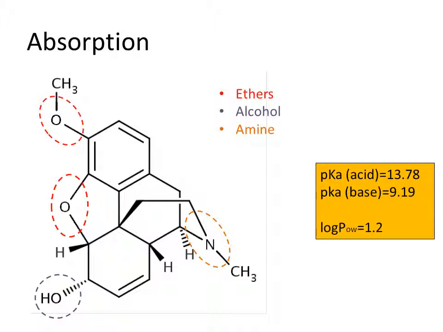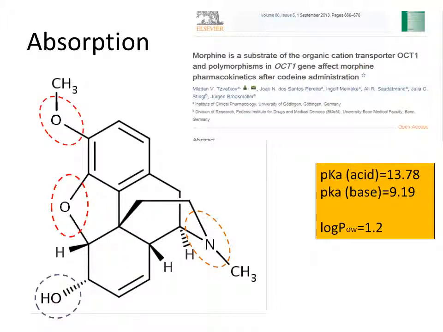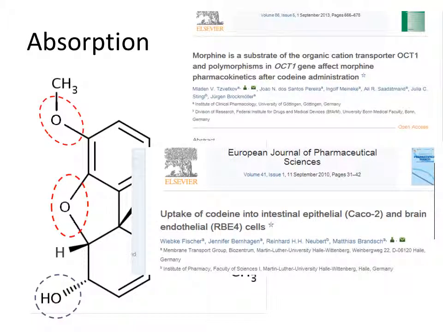Finally, if we consider the log POW of codeine, which is 1.2, it also has hydrophobic tendencies. So as a whole, codeine is a lipophilic organic cation. And while that may point towards transcellular absorption via the organic cation transporters, recent studies suggest simple diffusion of the neutral form of codeine or transport mediated by cation proton antiporters are more likely the methods of codeine absorption in the intestinal epithelium.